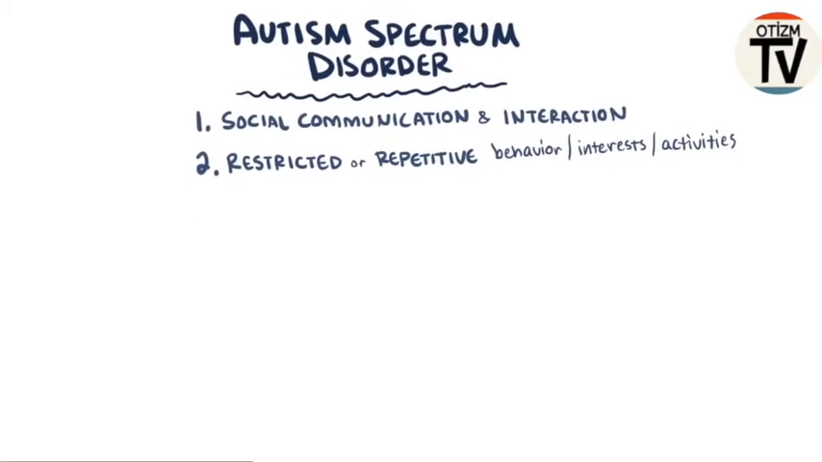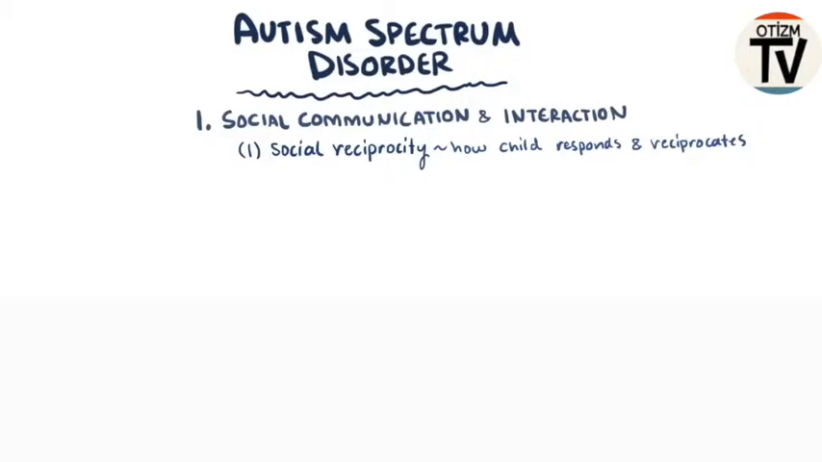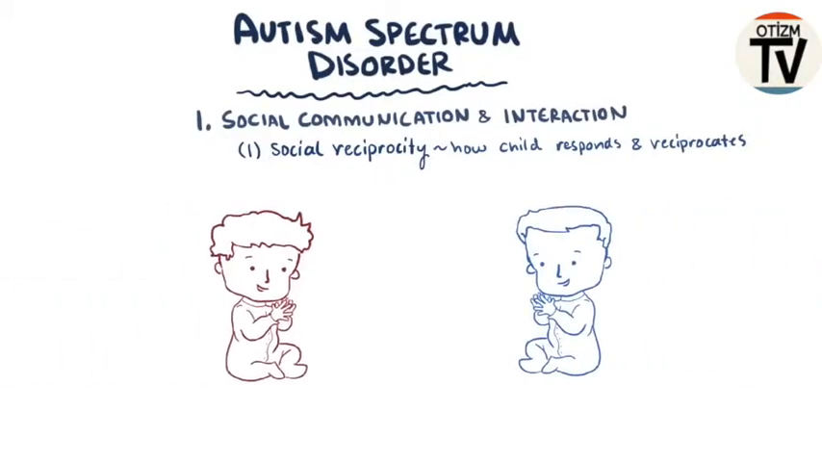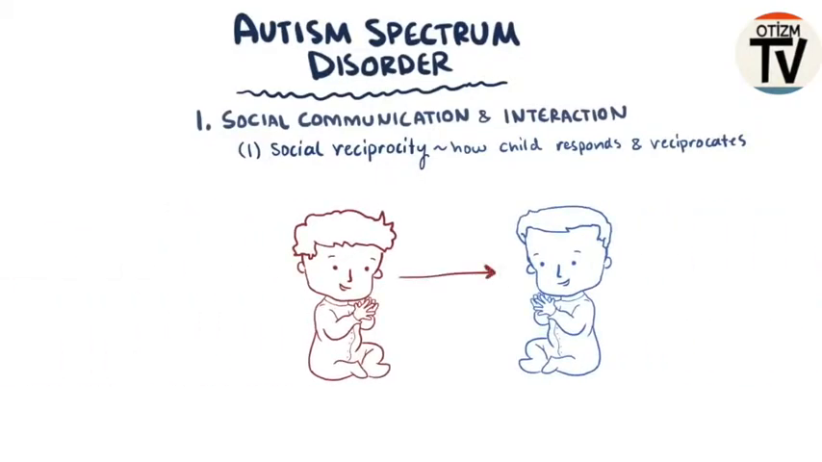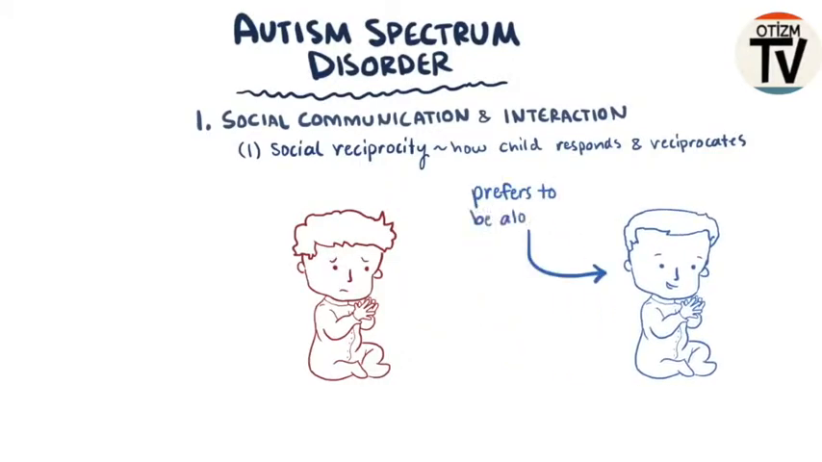For the social and communication area, there are 4 subcategories that clinicians look for deficits. The first is social reciprocity, which refers to how children respond or reciprocate in social interactions. So like how the behavior of one person influences the other, and vice versa. An example impairment in this area might be being alone and not taking a role in social games.